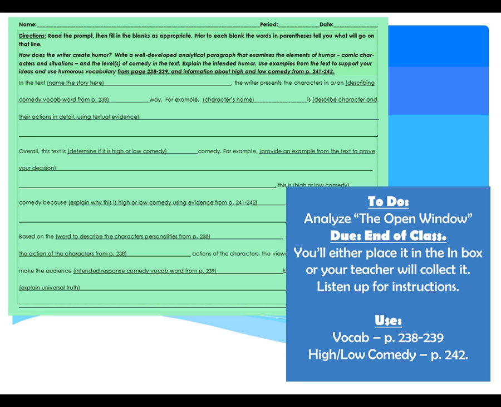Okay, now don't be confused when it does ask you to refer back to the descriptions of humor to describe a character. That is accurate for you to go ahead and do that. But you're going to be referring to pages 238 and 239 for your descriptions of humor and your responses to humor. You might want to go back to page 242 for high and low comedy, to use the terminology there to explain why the piece is high and low comedy.